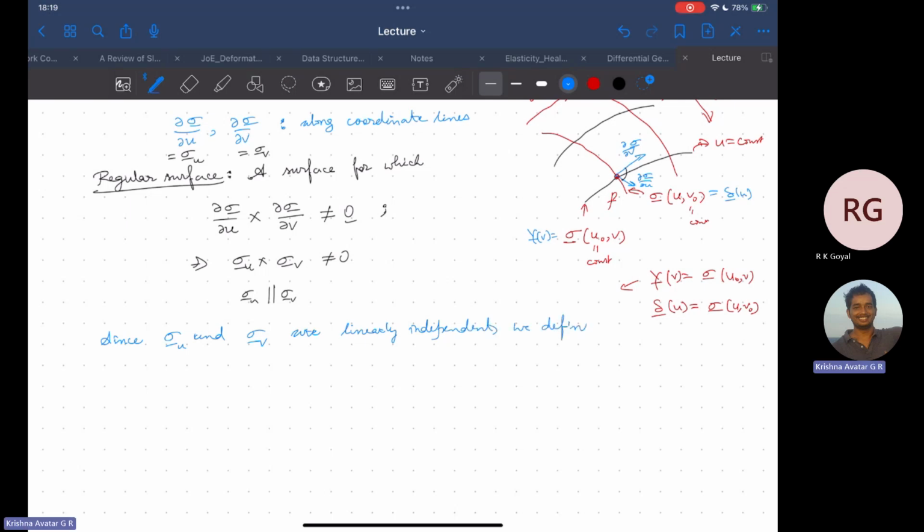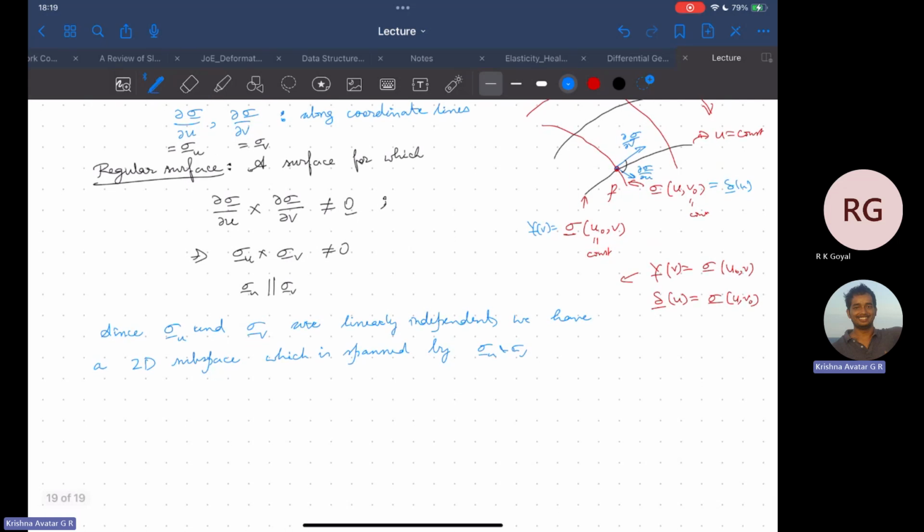we define, or rather we actually have, some sort of a 2D subspace which is spanned by sigma u and sigma v. Now let's see why.